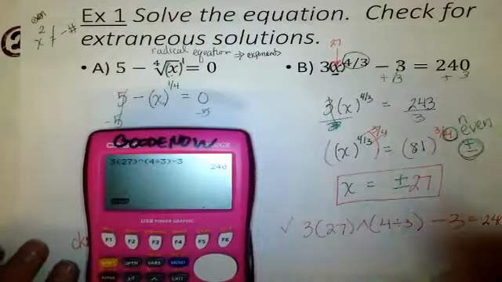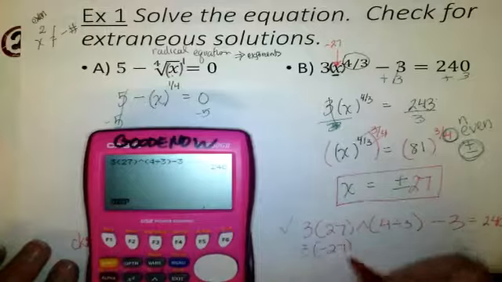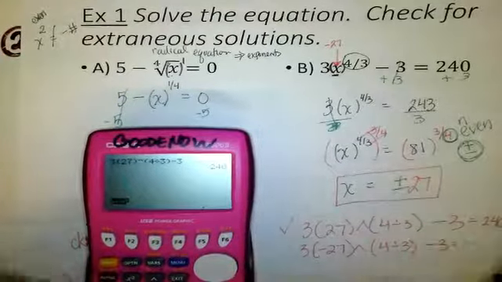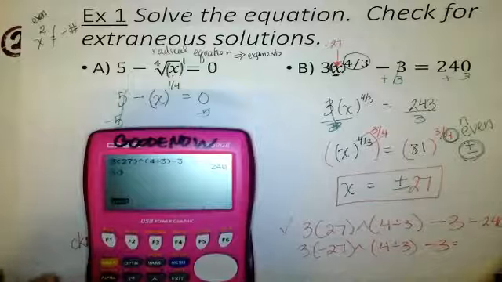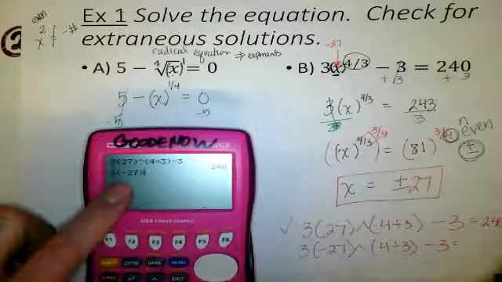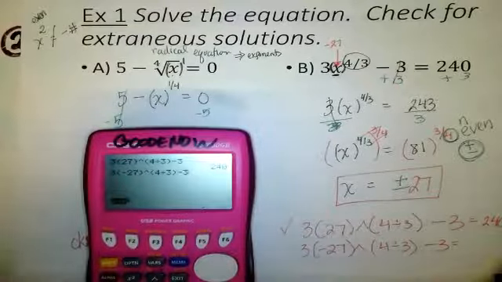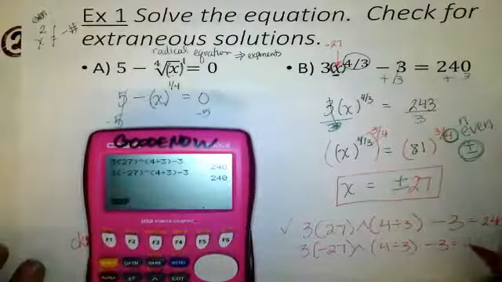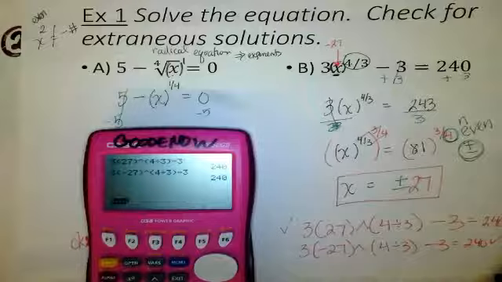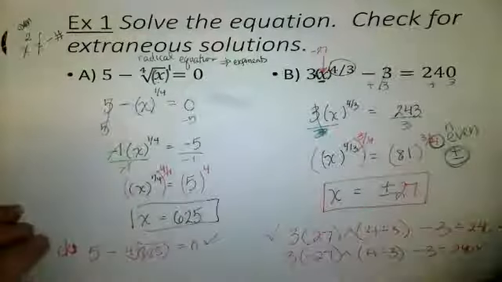I also need to check negative 27. So again, you need to be very careful with your parentheses. If you don't do the parentheses right, then it's not going to work out like it should. So making sure that negative 27 is in parentheses, caret 4/3, and then subtract 3. And again, if your calculator isn't doing the right thing, we want to figure out why. Okay? All right. Questions on either of those?